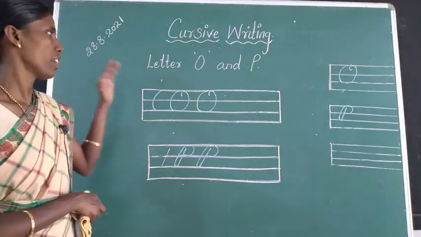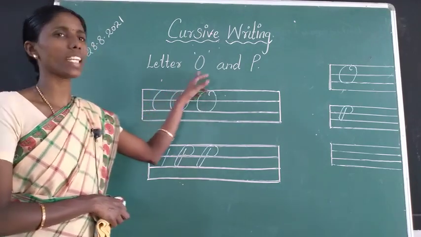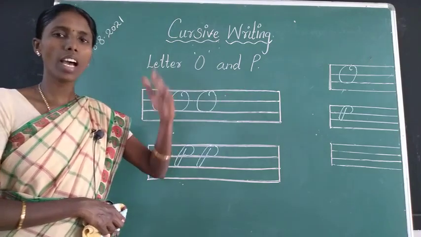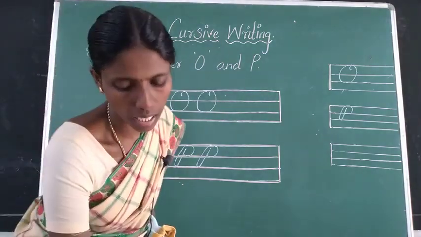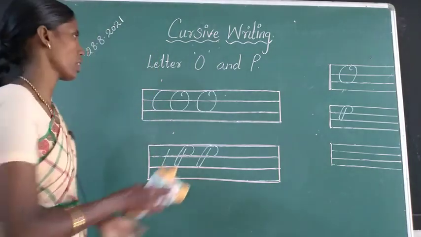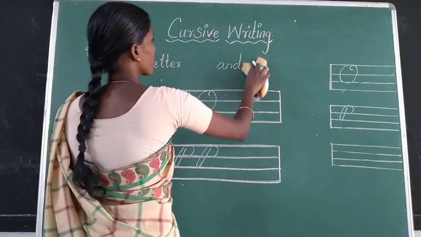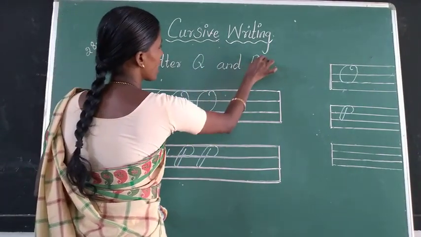Okay, children. We learned how to write capital letter O and capital letter P. Now we are going to learn how to write the capital letters Q, R, S and T. Capital letter Q and capital letter R.